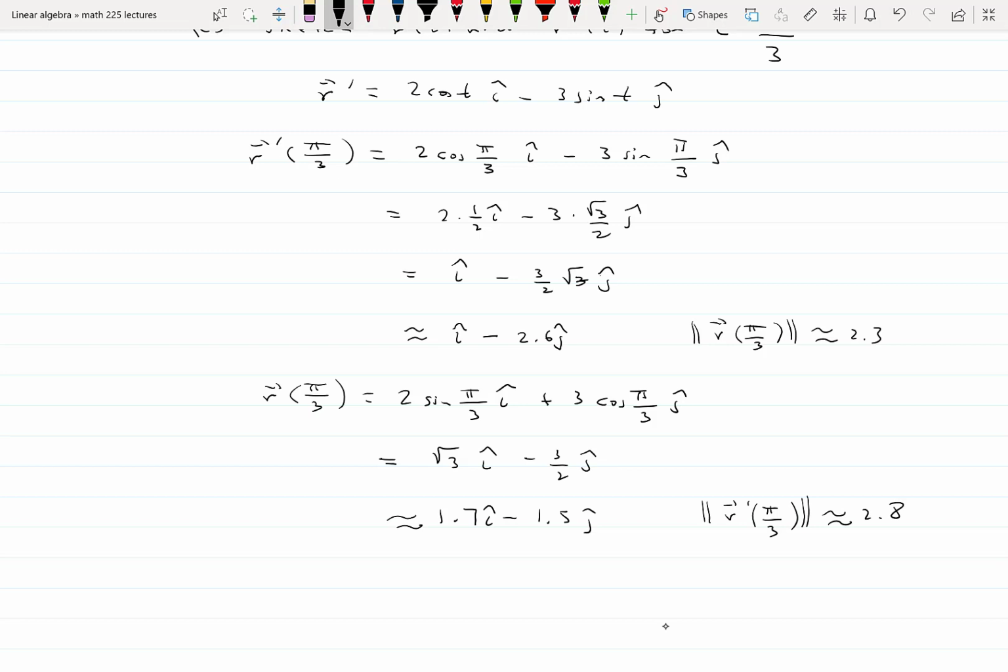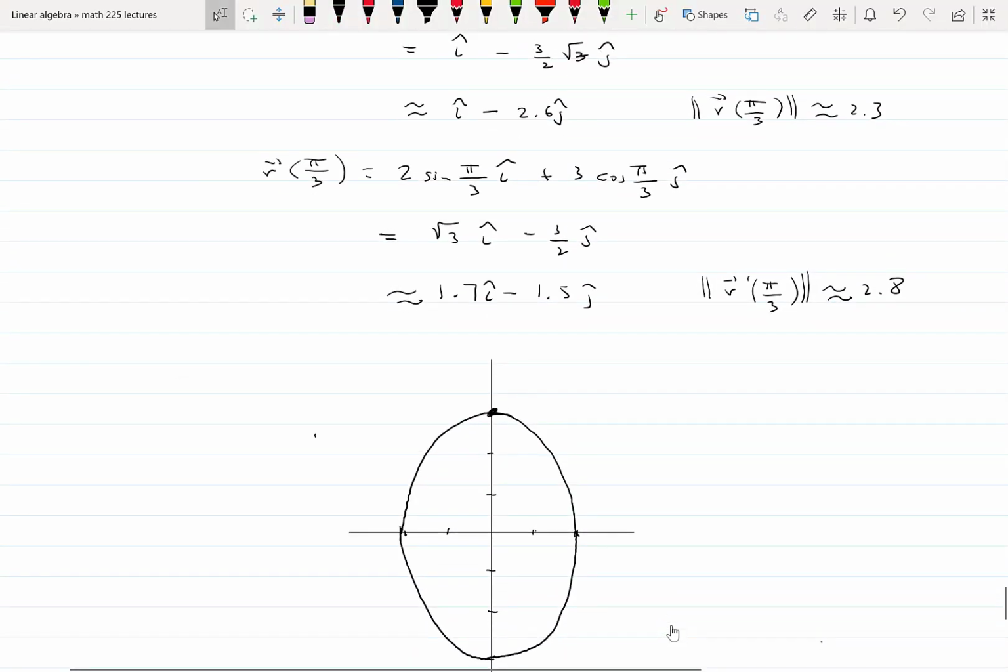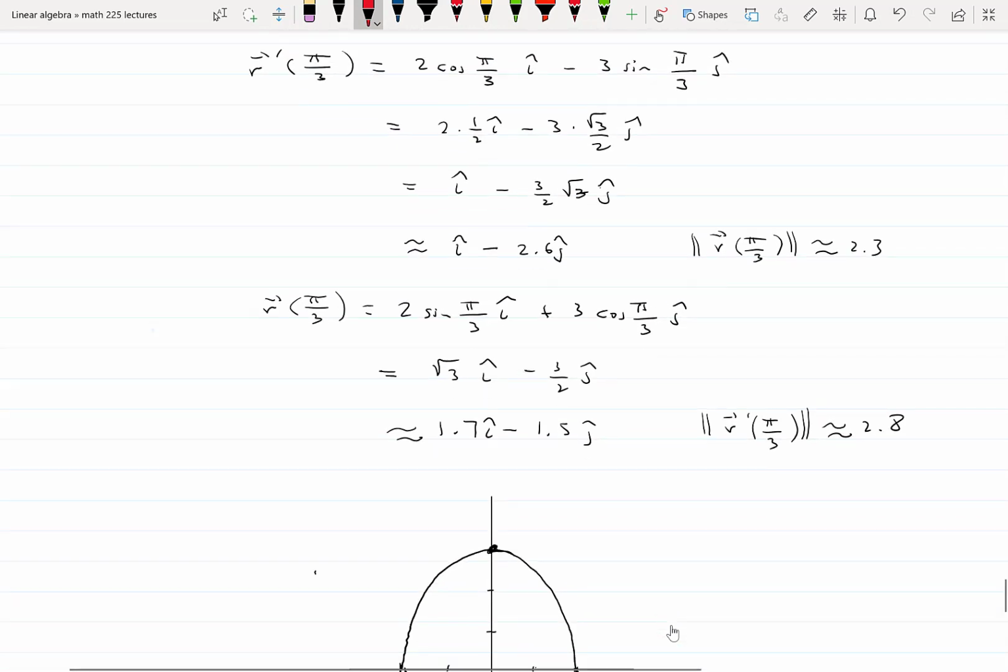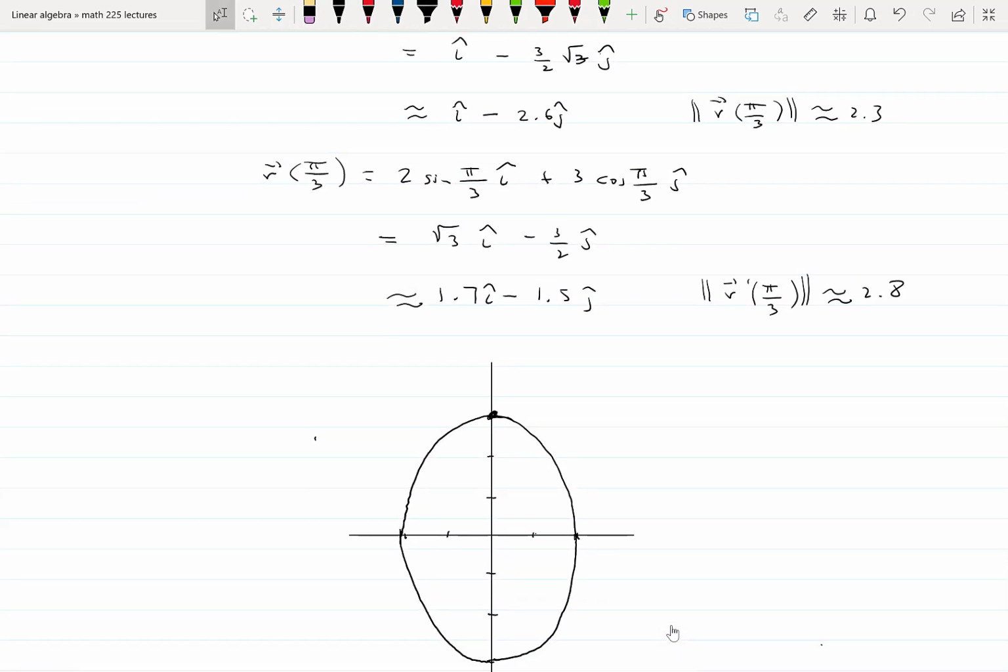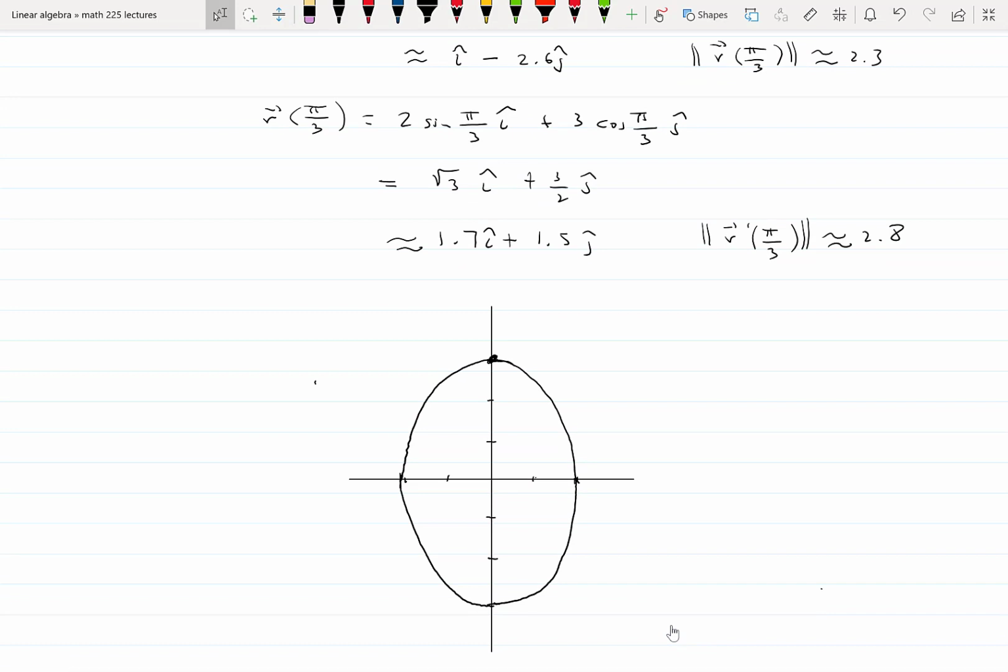Okay, so now let's get to the graph. Here's our original ellipse. I've taken off the direction so we can graph these vectors without having to look at the arrows. The position vector is, where is it? There it is. It's 1.7 i minus 1.5 j. Actually, I think it should be plus 1.5 j. You probably caught it and were wondering why I'm writing that negative. Okay, 1.7 i plus 1.5 j.